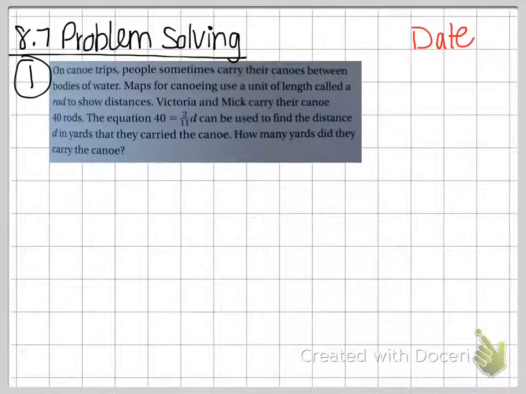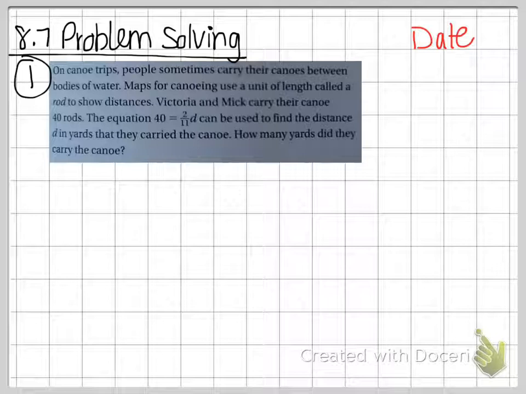Let's get started. You do not have to copy down this word problem, just copy down the work as I write it. On canoe trips, people sometimes carry their canoes between bodies of water. Maps for canoeing use a unit of length called a rod to show distances. Victoria and Mick carry their canoe 40 rods. The equation 40 = 2/11 d can be used to find the distance d in yards that's carried the canoe. How many yards did they carry it?